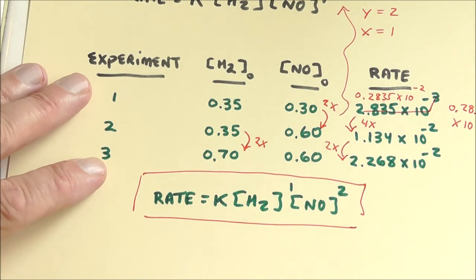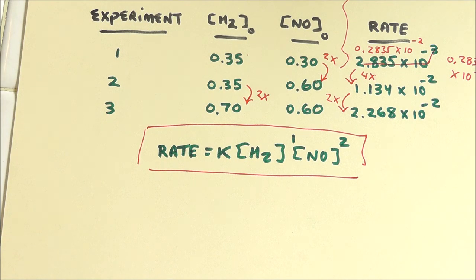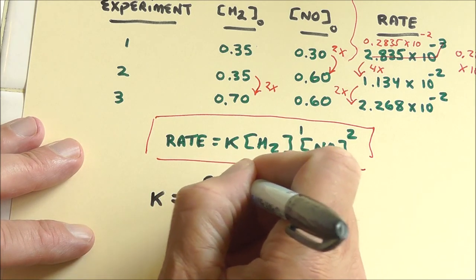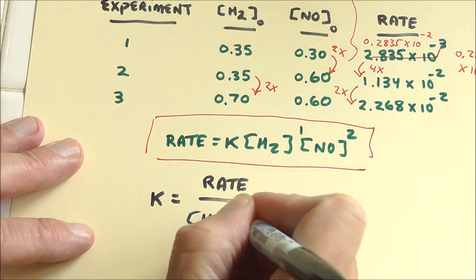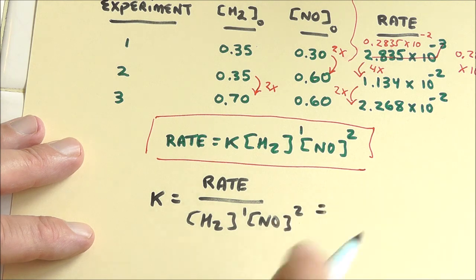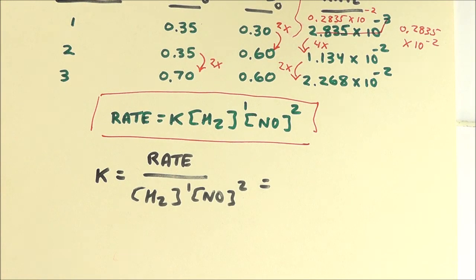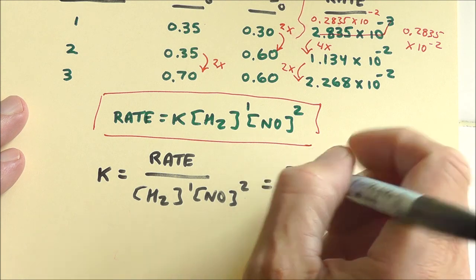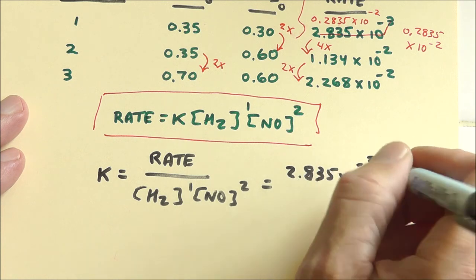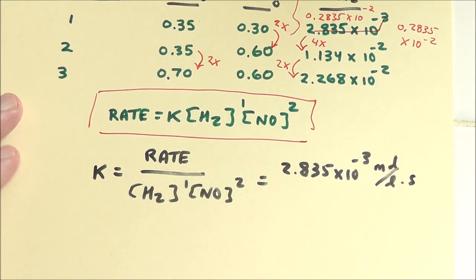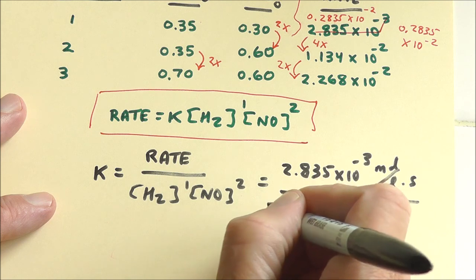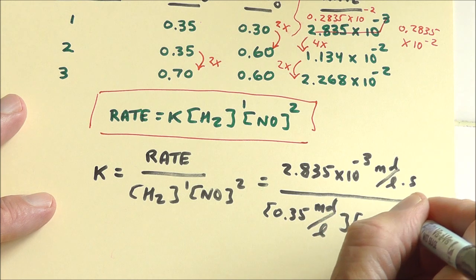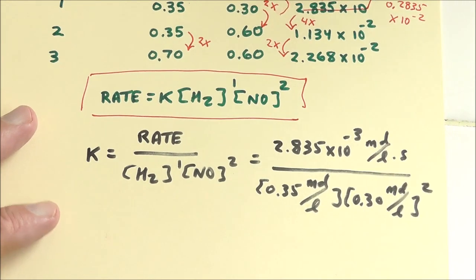But what you could do here is, now a lot of these problems they'll say, go calculate K. And then if last example we used it, so I could say K is equal to the rate divided by concentration H2 to the first power divided by concentration NO squared, and then plug in your favorite numbers. Just like last time, maybe you plug in number 3, I'll plug in number 2, so it'd be number 1, 2.835 times 10 to the minus 3 moles per liter per second, divided by, now you got to use the numbers here, 0.35 moles per liter, divided by 0.30 moles per liter, but this one gets squared, and then we crank out a number.